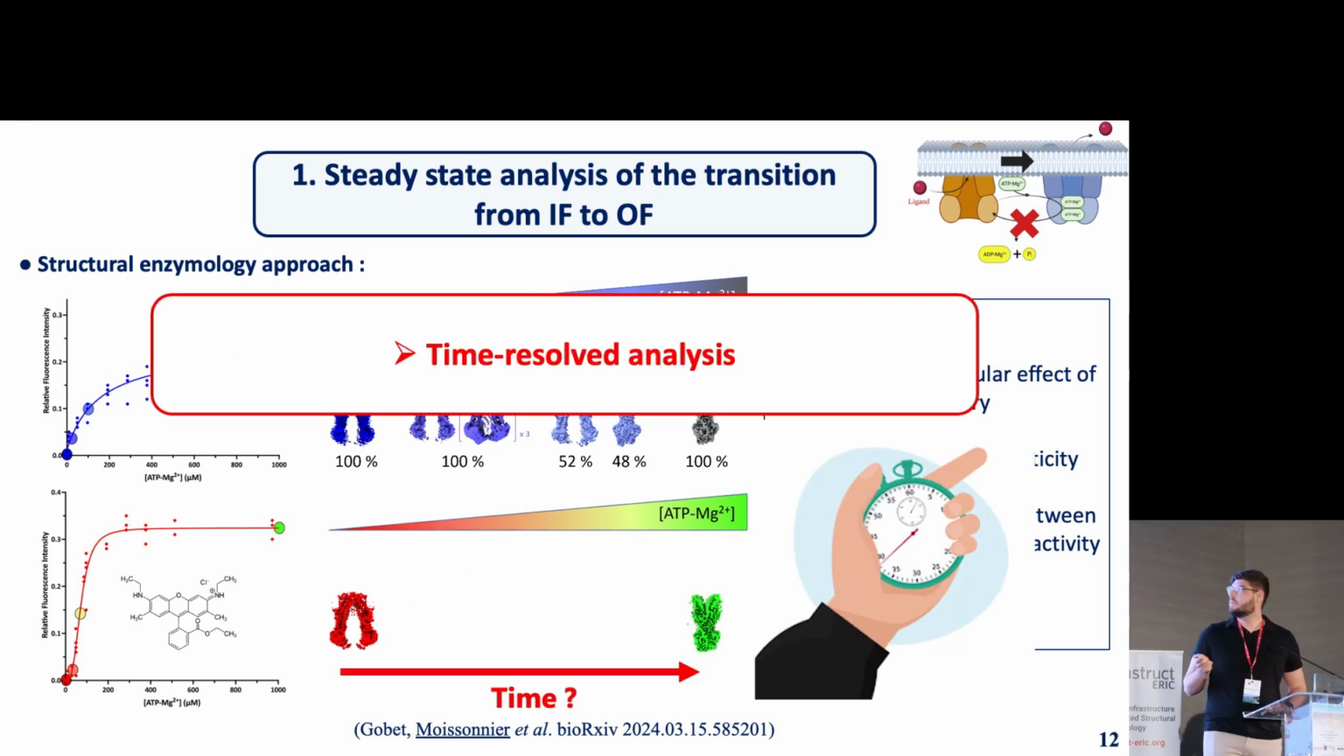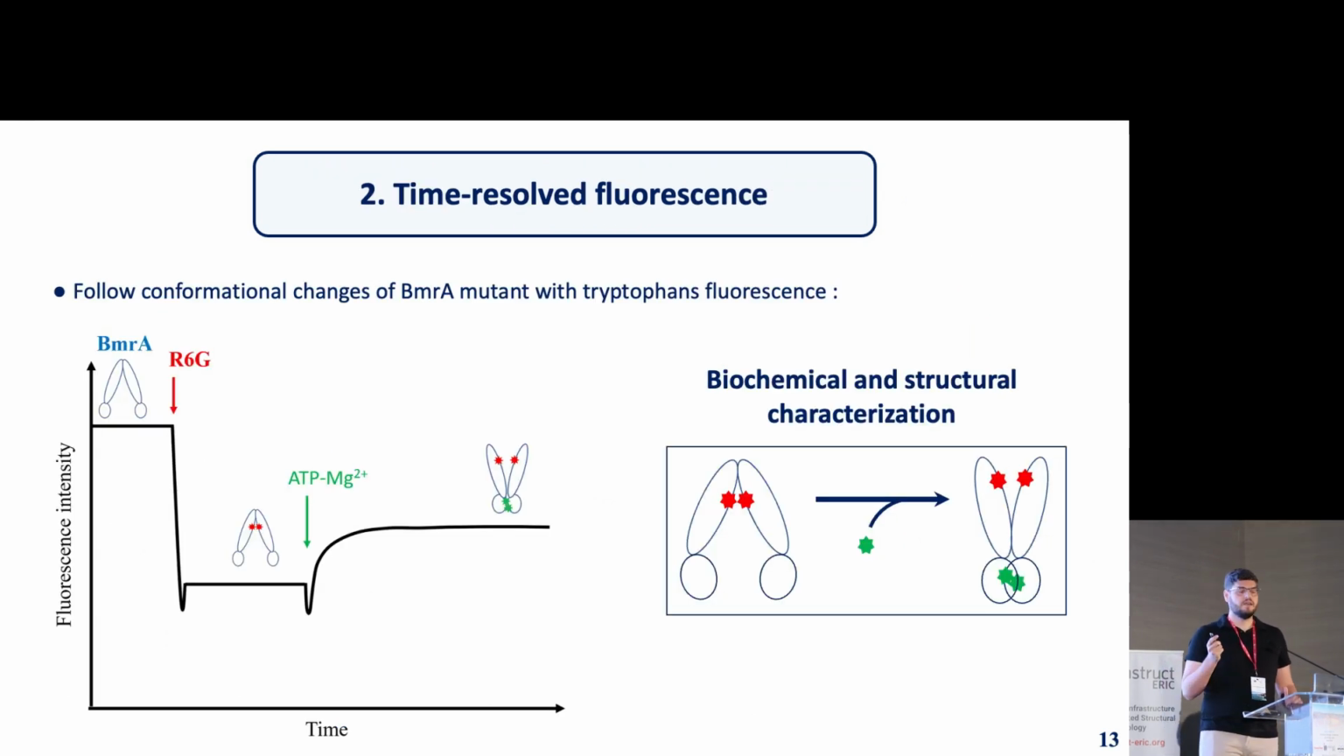Now, what would happen if we trigger this transition while looking at the biochemical and structural level over time? For the biochemical part, I use tryptophan fluorescence to monitor conformational changes over time. The experimental setup consists of the addition of the ligand to BmrA. There is a quenching first, so BmrA is in the inward-facing conformation with the ligand. With the addition of ATP, we have an increase of fluorescence because the environment of the tryptophans is more hydrophobic and less exposed to rhodamine.